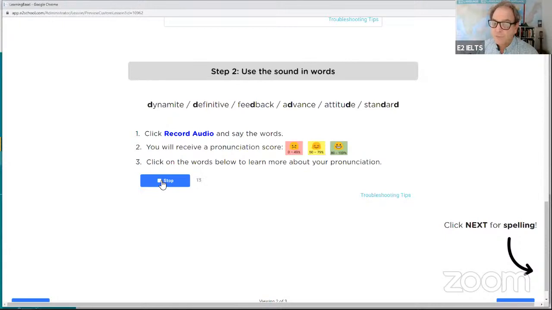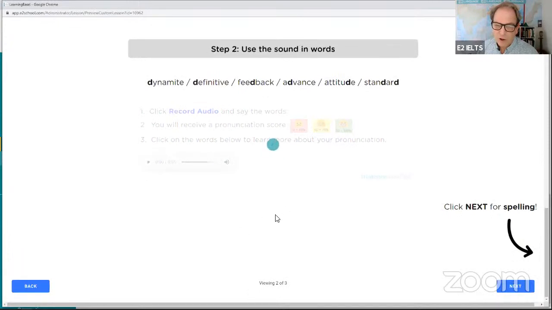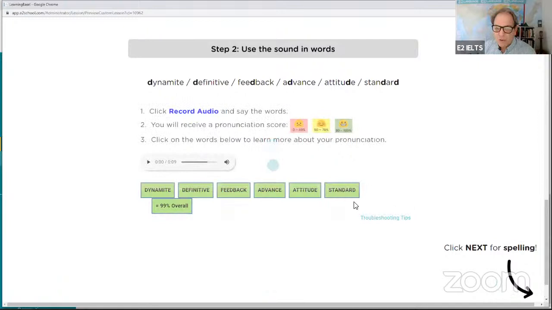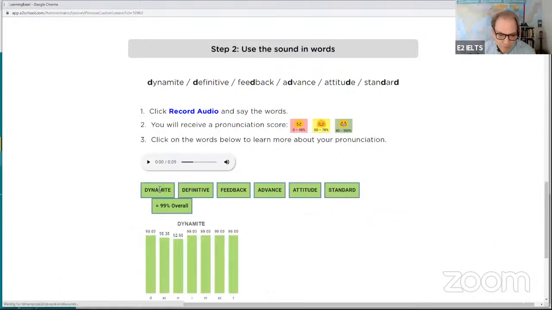Dynamite, definitive, feedback, advance, attitude, standard. Now, remember, I'm trying to do what the picture told me to do. If I don't do it well, I won't be that perfect. So let's see what I scored. We're in the green zone. I got 99%, but let's have a look.